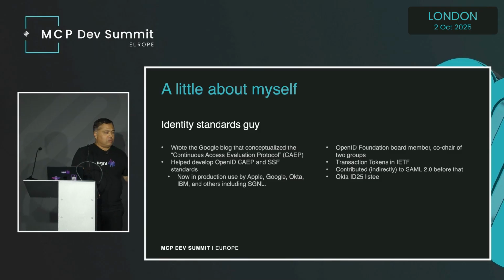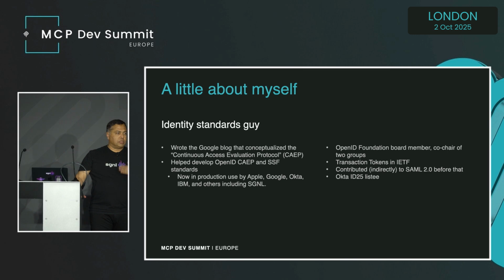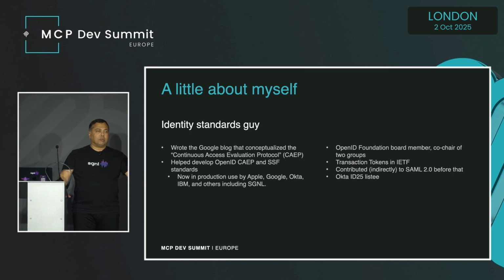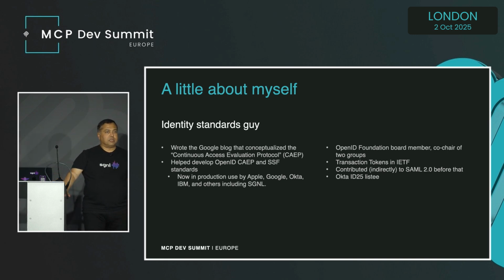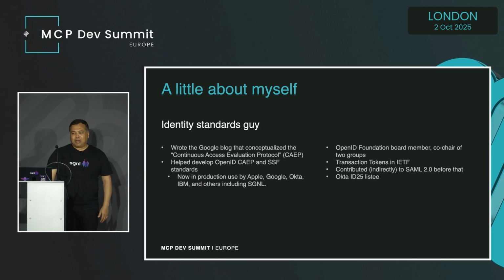If you know a little bit about me, I wrote this blog when I was on Google, which got pretty popular, became a standard that is now adopted by Apple, Google, IBM, Cisco, Microsoft, not Microsoft, but Okta, and a few others, including my company, Signal. And so I've been a standards person, and that might be a disadvantage for this audience because the reputation is that standards work very slowly. But I would like to bring the best parts of it into MCP, and that's sort of where I'm coming from.